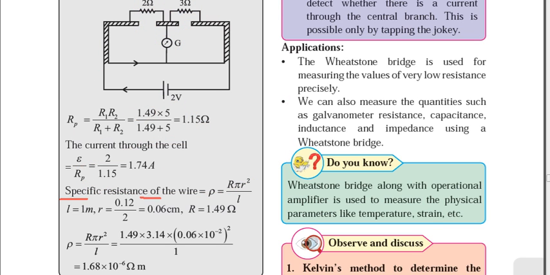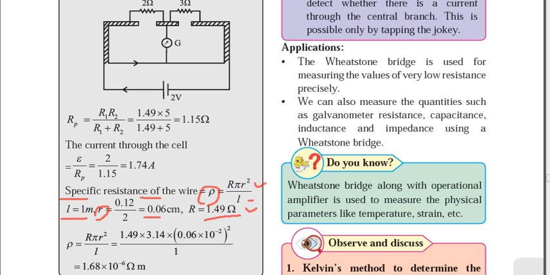Then we have to calculate the specific resistance of the wire, which is denoted by rho, and its formula is R pi r square divided by L. Okay, and the L is 1 मीटर. ठीक है, तो जो लेंथ ऑफ वायर है वो 1 मीटर का है. ठीक है, so r is equal to 0.12 divided by 2 is equal to 0.06 centimeter. Okay, so that is the radius, and R is equal to 1.49 ohm, which is given.